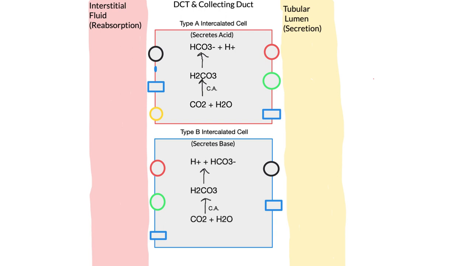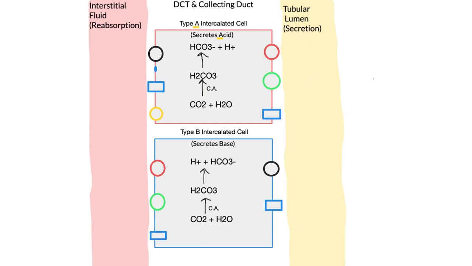Now that we've made it to the distal convoluted tubule and collecting duct, we have two different cells that will be more or less active depending on the blood pH conditions. Our type A, or alpha intercalated cell, is going to be more active in conditions of acidosis. Remember that type A is going to secrete acid, which will raise the pH of our blood while lowering the pH of our urine.